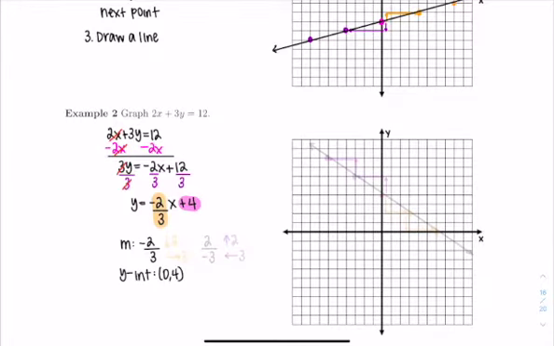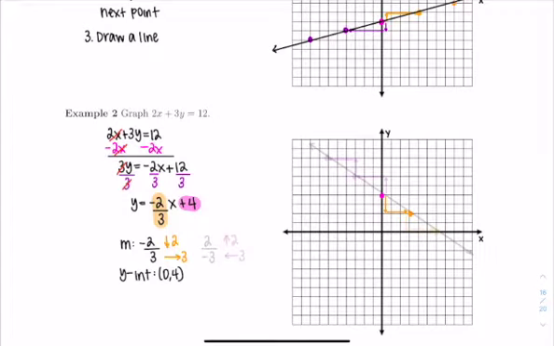So let's go ahead and plot our y-intercept first. And then let's look at our slope. We have negative 2 over 3. So that means I'm going to go down 2 units and to the right 3 units. And so starting from the y-intercept we plotted, we're going to go down 2 and then to the right 3. And that's going to be our next point.